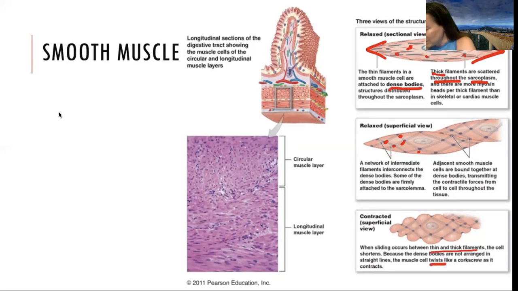It is going to twist like a corkscrew, smooth muscle does when it contracts. It does have actin and myosin filaments in there. They are contracting, but they're not in a sarcomere kind of arrangement.